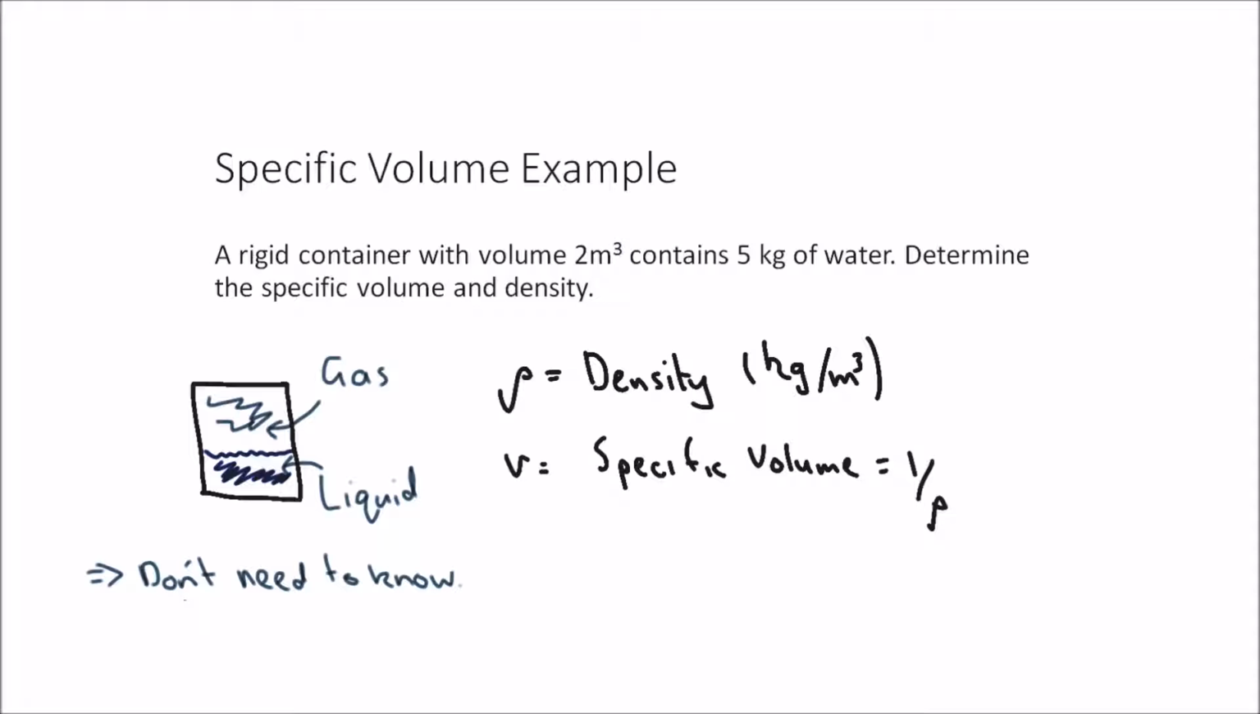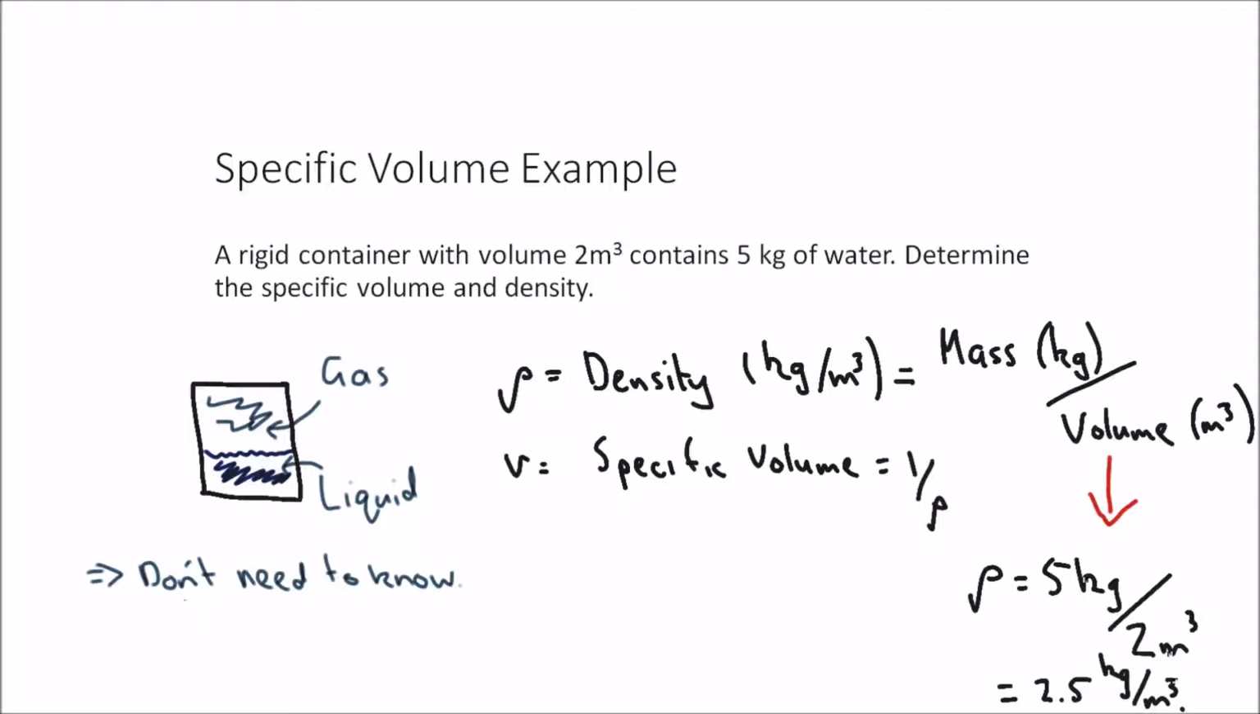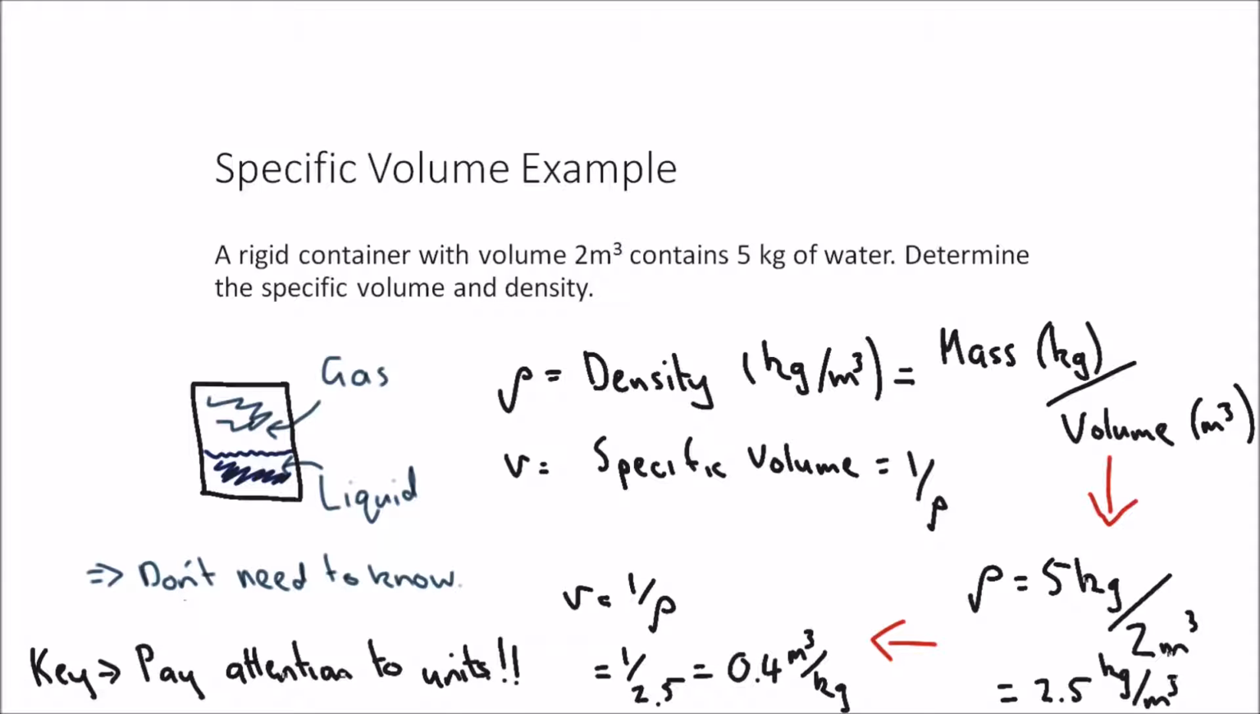So the question's easily solved. Density, we know, is kilograms per meters cubed. Specific volume is the inverse of the density. They're basically the same thing, but in thermodynamics we prefer to deal with specific volume rather than density. So let's go ahead. The density is just a mass divided by volume, and we can work out the density pretty easily. That's 5 kilograms spread out over that 2 cubic meters. That gives us a density of 2.5. The inverse, specific volume, is just 1 on that, which is 0.4. Pay attention to the units.